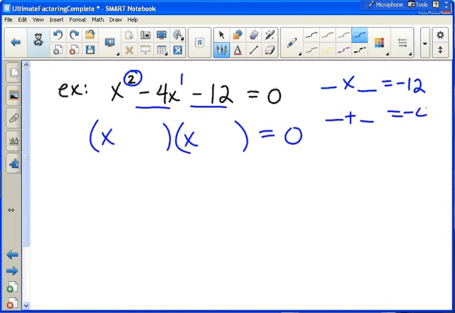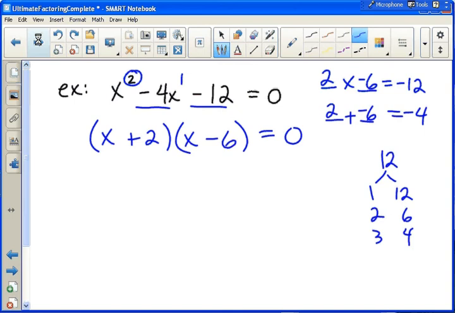Well, the terms for 12: 1 and 12, 2 and 6, 3 and 4. Looks like 2 and 6 is my best candidate. A +2 and a -6 would add up to -4, and a +2 and a -6 do multiply to be -12. So I put a +2 and a -6.